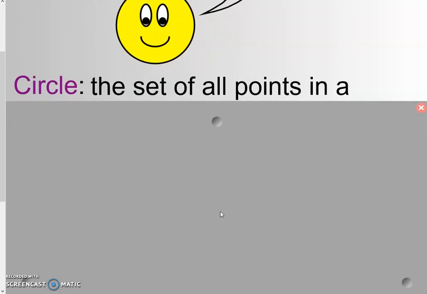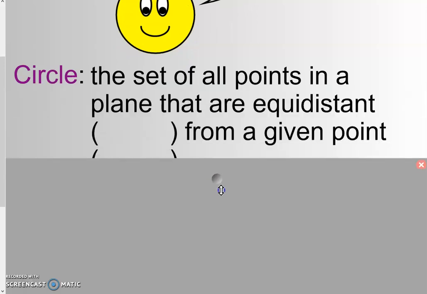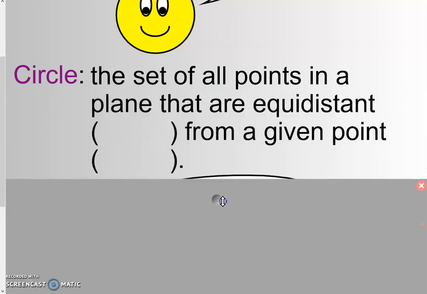Geometrically, we define a circle as the set of all points in a plane, meaning it's flat, that are equidistant, or the same distance, from a given point. Now we call that distance the radius, and we call the given point from which all the other points are equidistant the center.